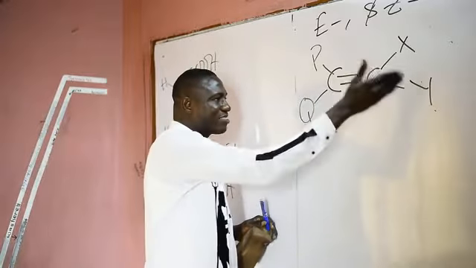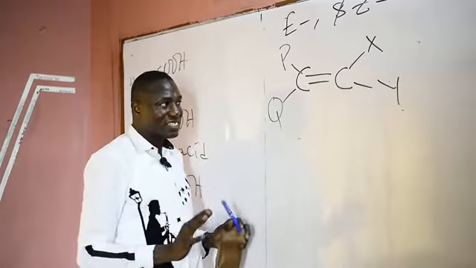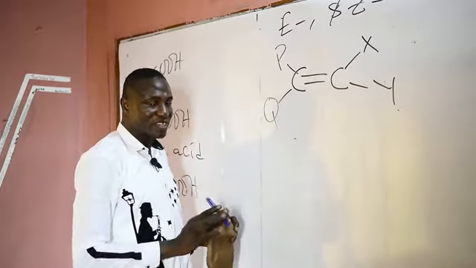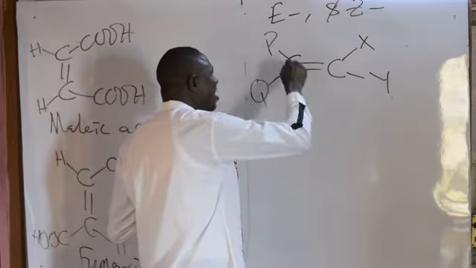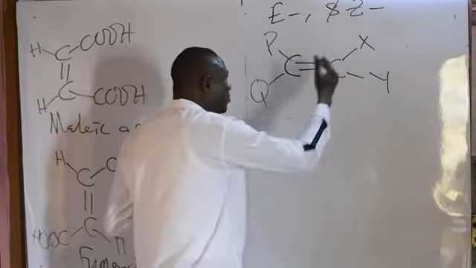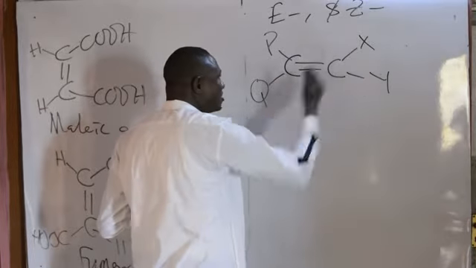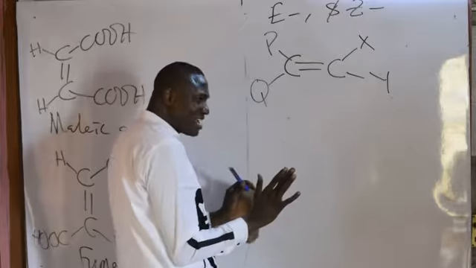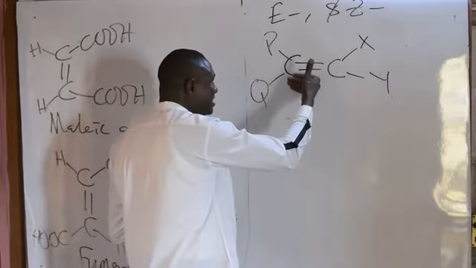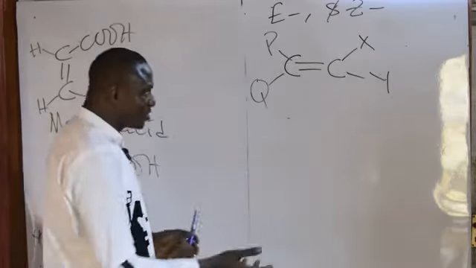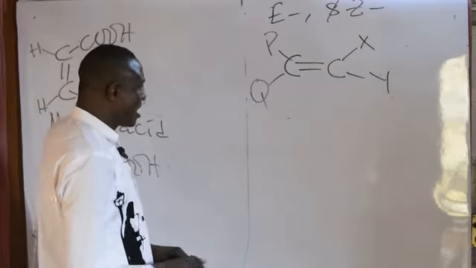You look at each atom or group of atoms that is attached to the carbon atom. You rank them in order of their priority. The groups or atoms of higher priorities from both sides, the way they are positioned, determine whether it is E or Z. And that is also similar to what we have as cis and trans.